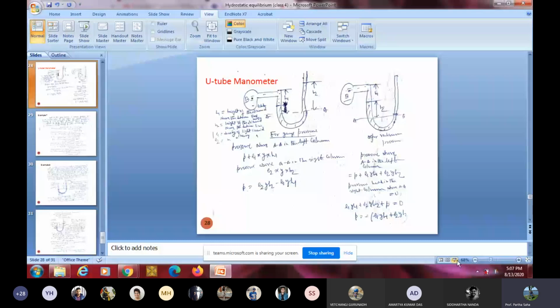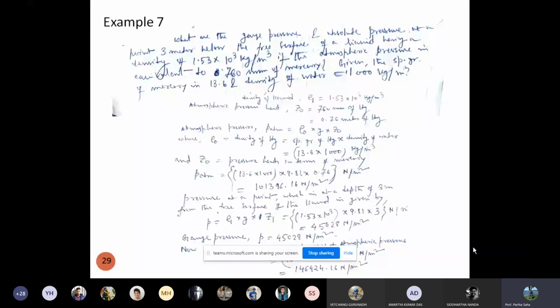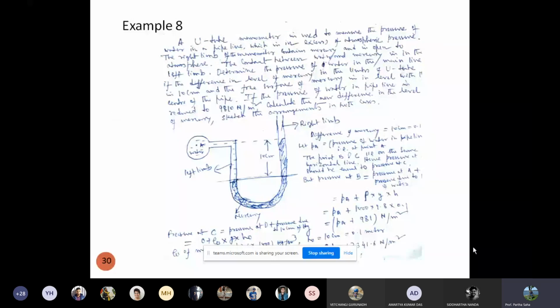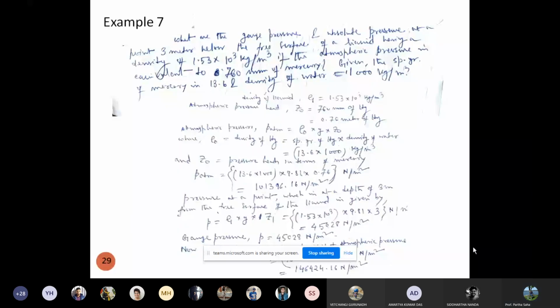Let's look into this expression. I think an example, a U-tube manometer. What is the gauge pressure and absolute pressure at a point 3 meters below the free surface of a liquid having a density of 1.53 × 10³ kg per meter cube? If the atmospheric pressure is equivalent to 760 millimeter of mercury. The specific gravity of mercury is given, the density of water is given. The density of the liquid is given as 1.53 × 10³. Atmospheric pressure at 760 millimeter of mercury is 0.76 meter of mercury.